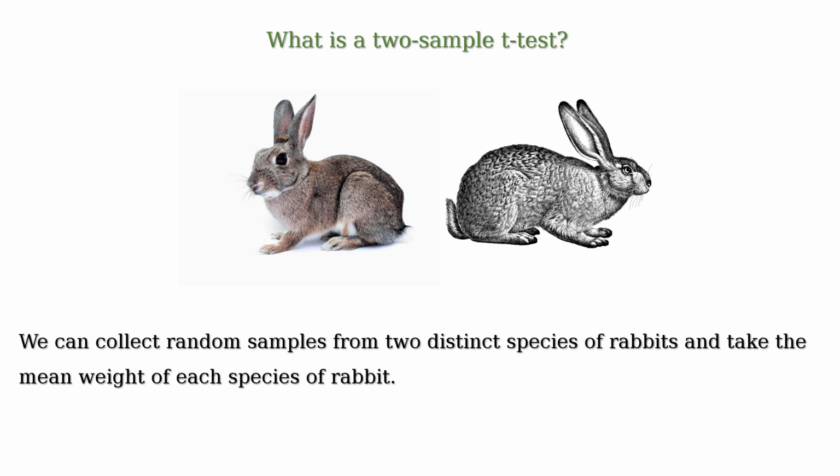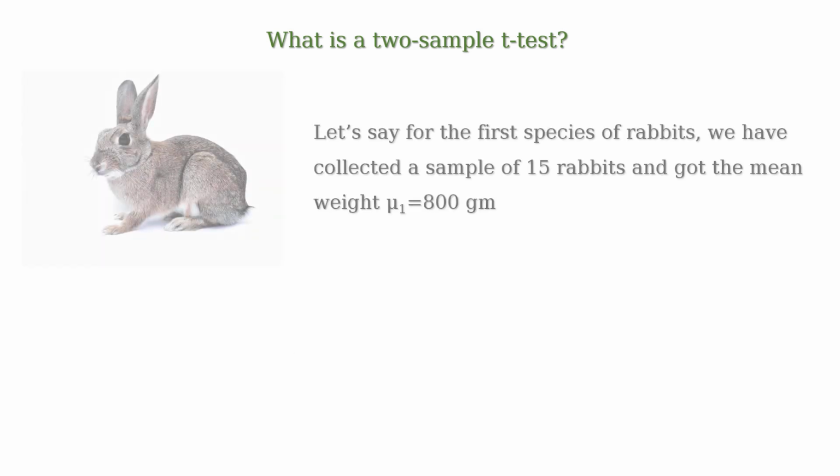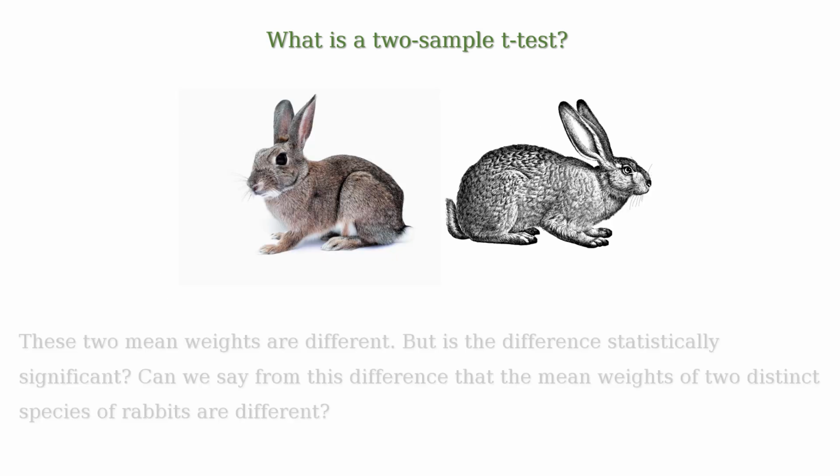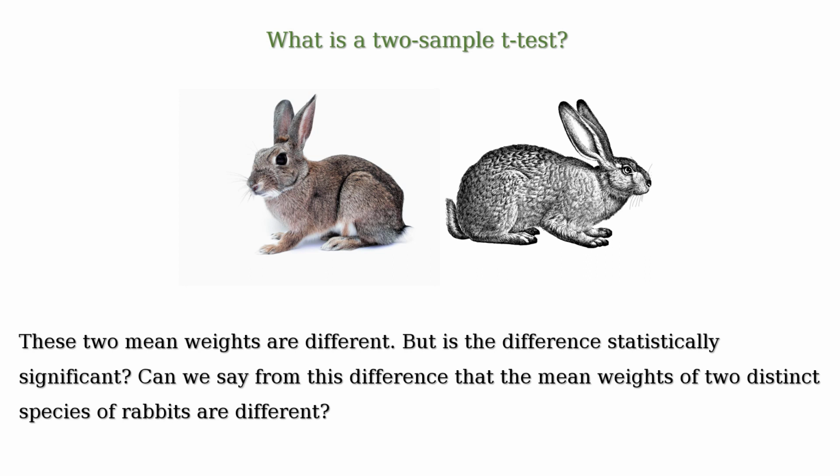Let's say for the first species of rabbits, we have collected a sample of 15 rabbits and got the mean weight mu1 to be 800 gram. And for the second species of rabbits, we have collected a random sample of 20 rabbits and got the mean weight mu2 to be 850 gram. Now, these two mean weights are different, but is the difference statistically significant? Can we say from this difference that the mean weights of the two distinct species of rabbits are different?